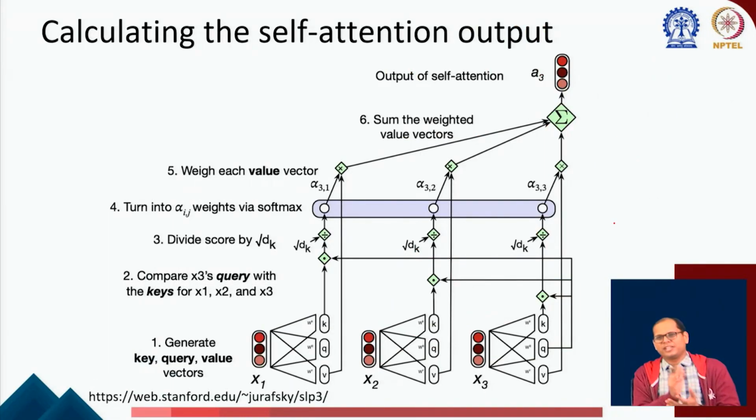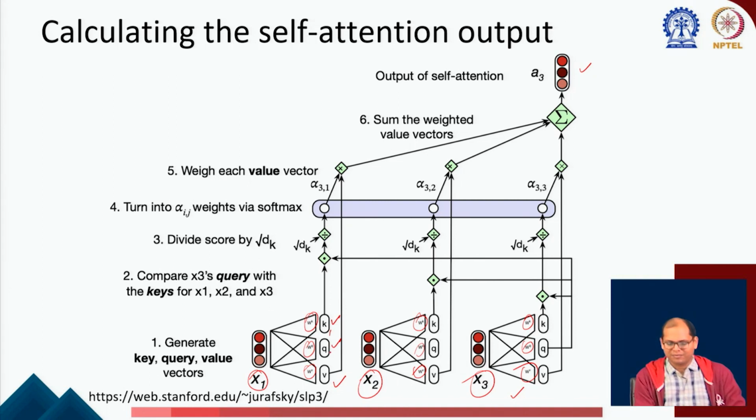This is another visualization to see how this works. Here we have 3 input words, x1, x2 and x3. Think about their embeddings as the input. What I want to do is compute the attention output for the third word, A3. So what are the steps? First of all, I need the key, query and value for each word. So I need these 3 matrices, WK, WQ, WV, and this is the same copy I am using. Using these matrices I project each word to a key, query and value.